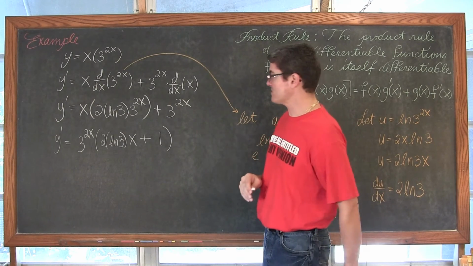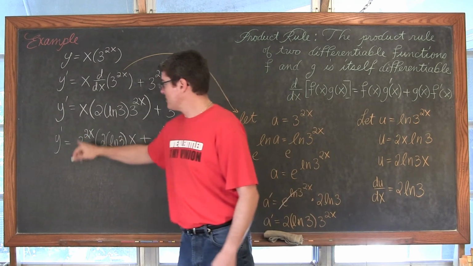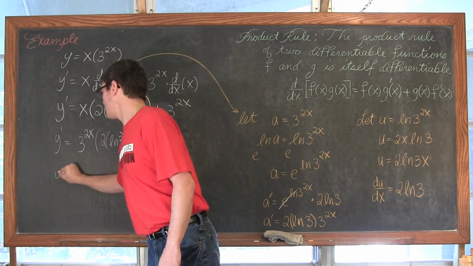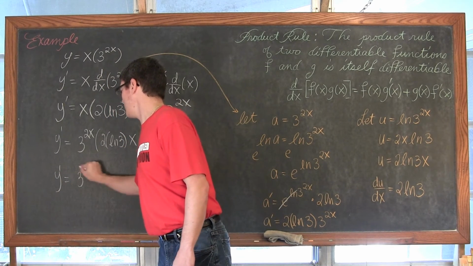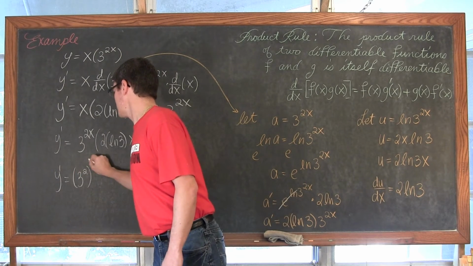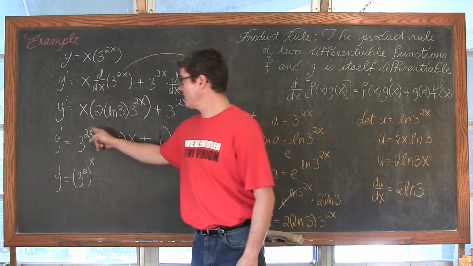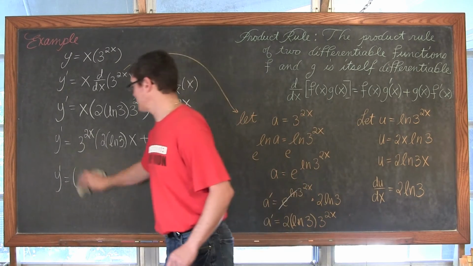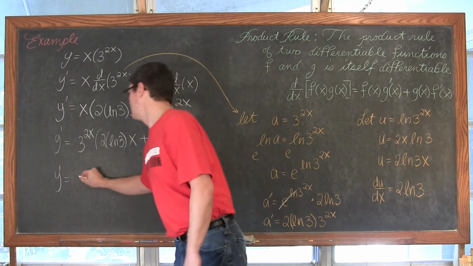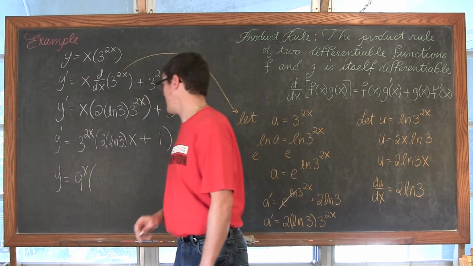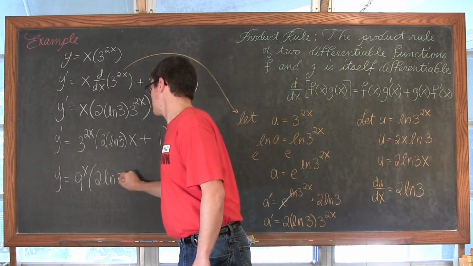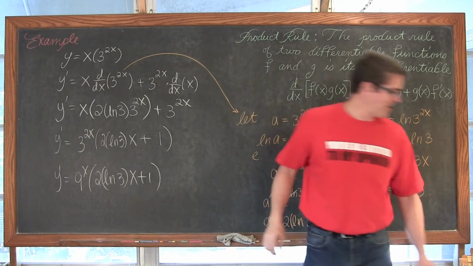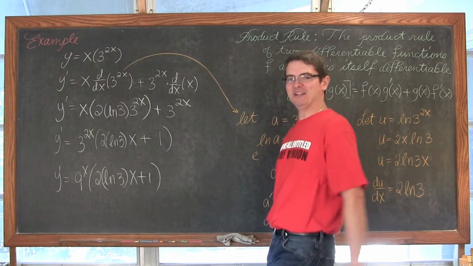And that's a final answer, unless you want to, again, simplify this 3 to the 2x power and write that as y prime is equal to 3 squared to the x power, undoing that power to power rule, if you will, and 3 squared is equal to 9. So you might see this answer as 9 to the x power, times 2 natural log of 3x plus 1. All right, next example.